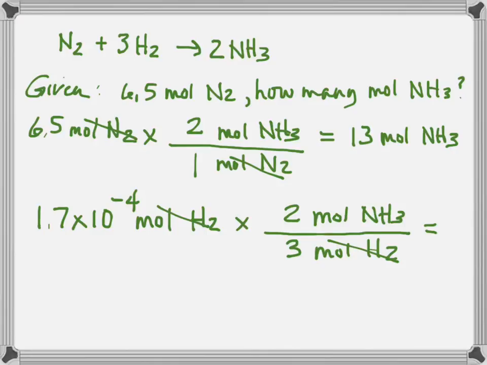So 1.7 EE minus 4 times 2 divided by 3 gives 1.1 times 10 to the minus 4 moles of ammonia.